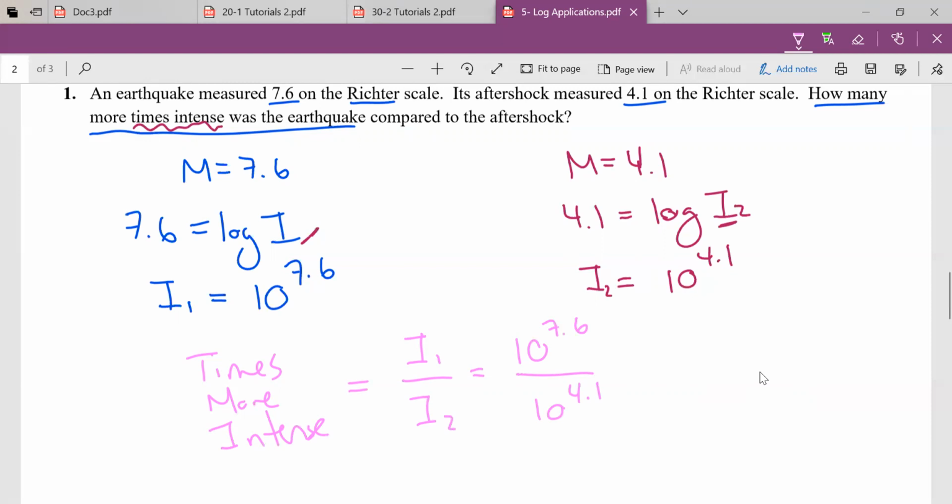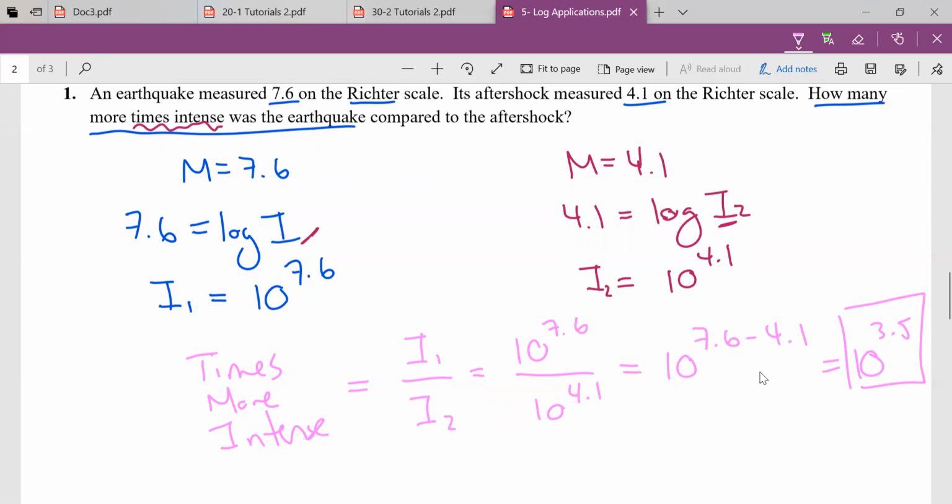And now, friends, when we're dividing and we have the same base, we subtract our powers like that. And that's 10 to the 3.5. And whatever that number happens to be, that's how many times more intense we are. That's it, friends. So what did we do?